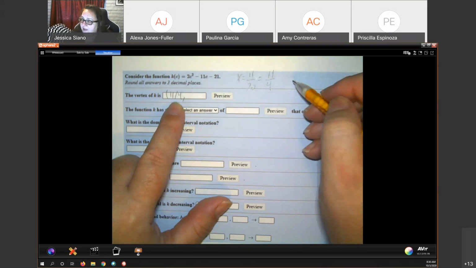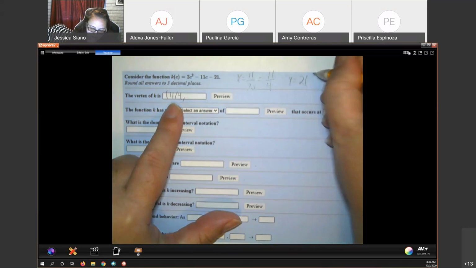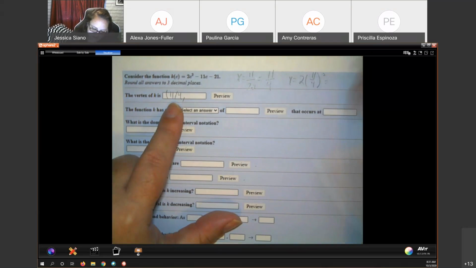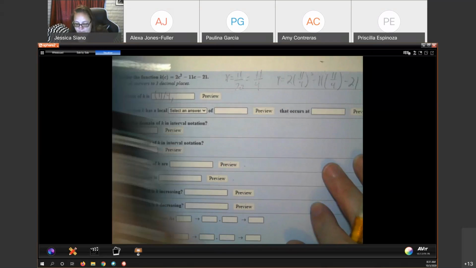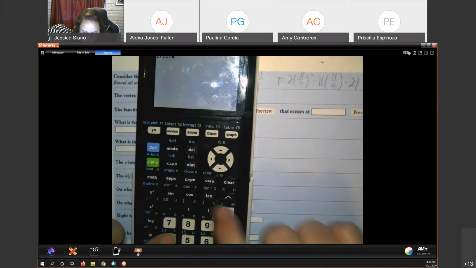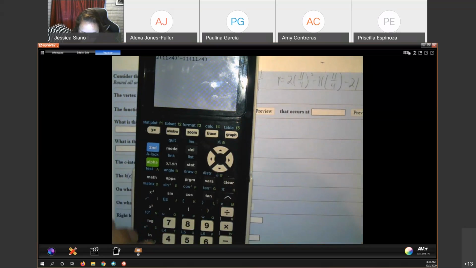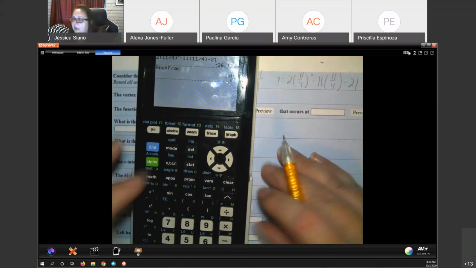And then to get the y value, we plug this in. So y equals 2 times 11/4 squared, minus 11 times 11/4, minus 21. That gives -289 over 8.